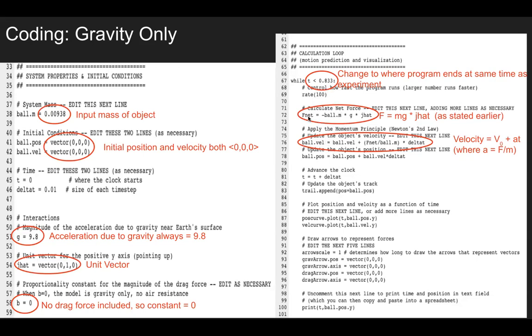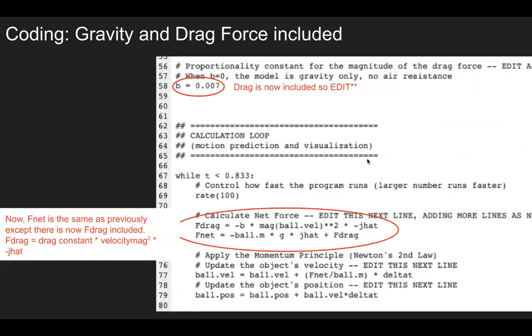These two are very important right here. For the net force calculation, I did mg times j hat, like I said earlier, with m being this variable called ball m. Similarly, I did the velocity update formula, which is simply the velocity plus f net over ball m, which is acceleration, times delta t.